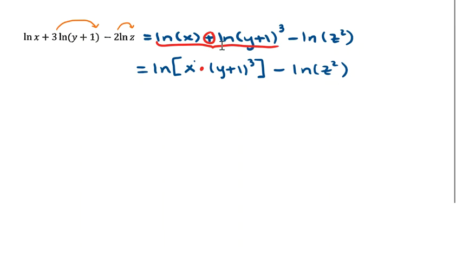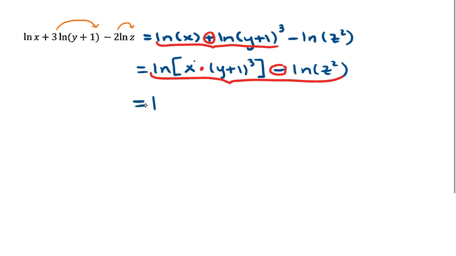So we are down to two logs now. And if you notice, the operation between the two logs at this phase is subtraction. So when we condense this into a single natural log, the argument is going to now involve division. So let's go ahead and take care of that.